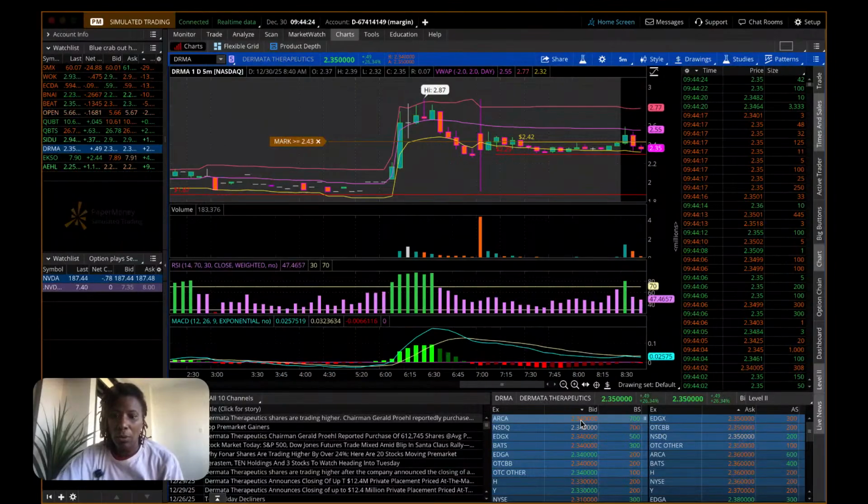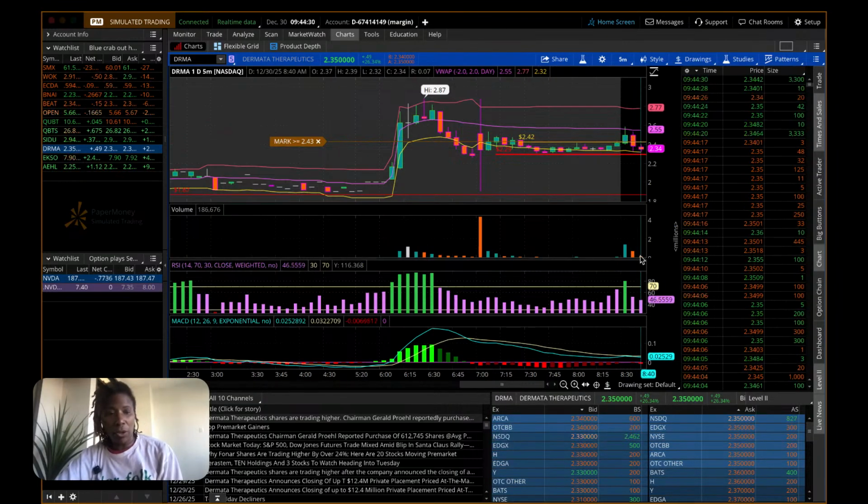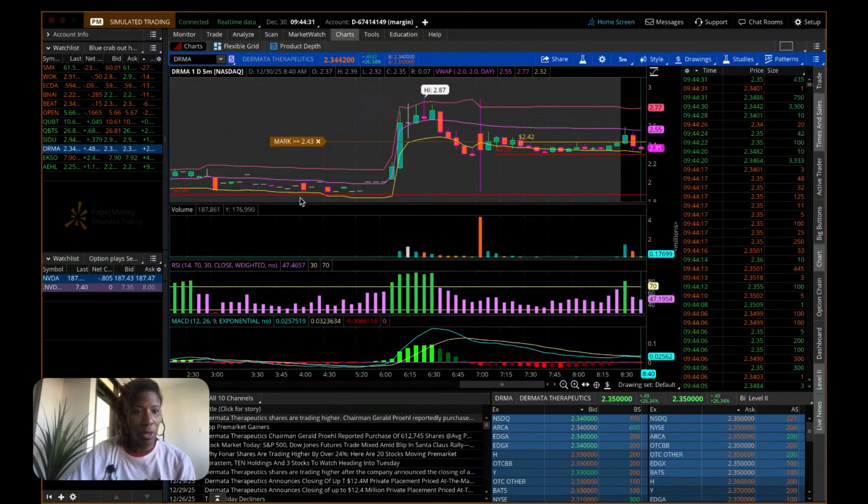So anyway, let's see, 242, and that one's not looking good. Those two red candles there, and that volume is very low. So let's move on from that one.